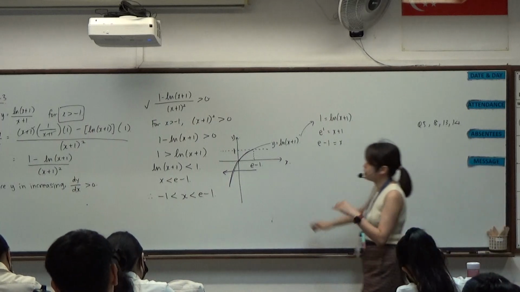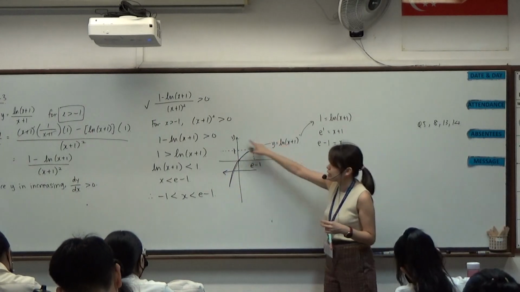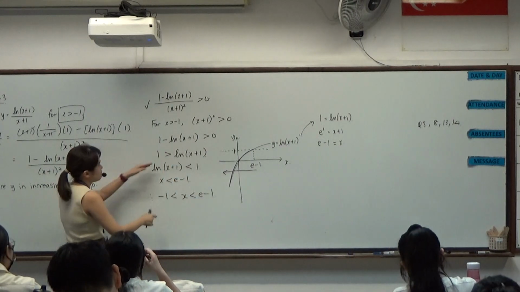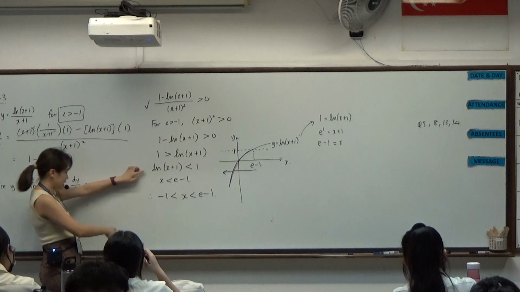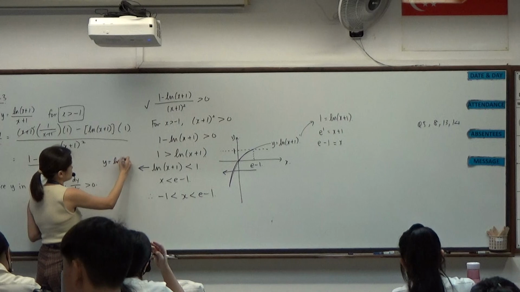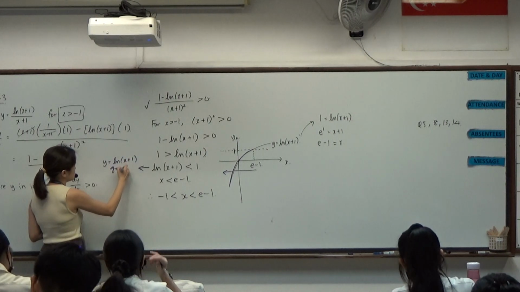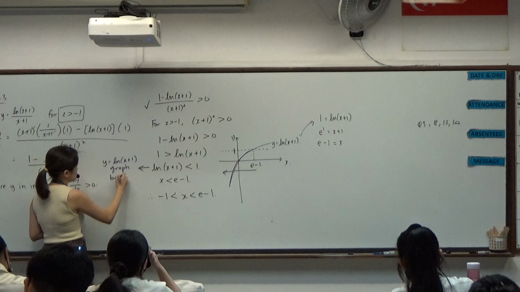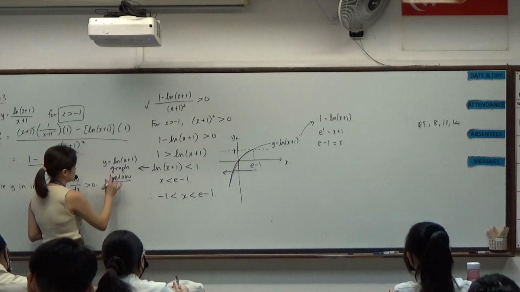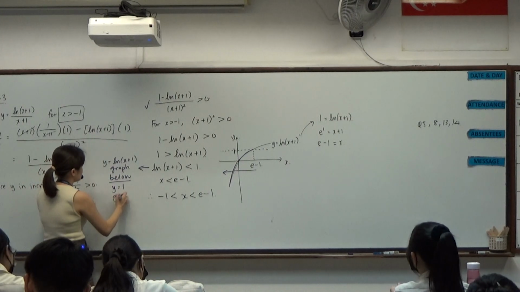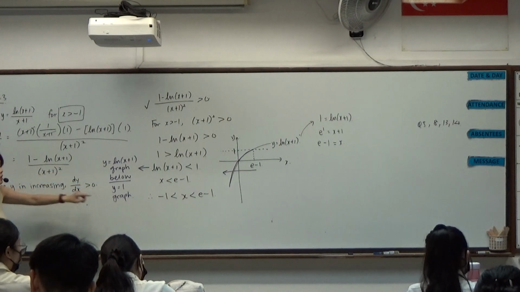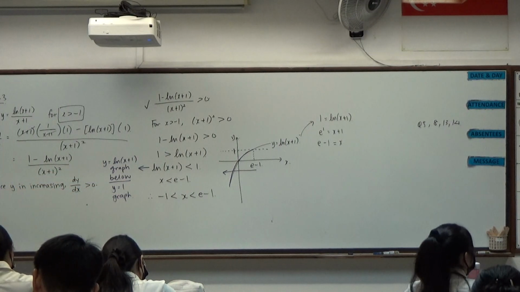So the challenge is to really make sure that you know your logarithmic graph. Then after that, you can determine the range based on your understanding of the inequality over here. Because our inequality means that your ln graph must be below your y equals 1 graph, since it's less than.